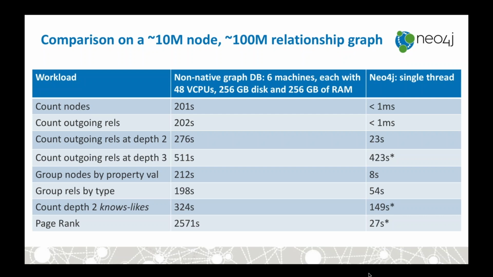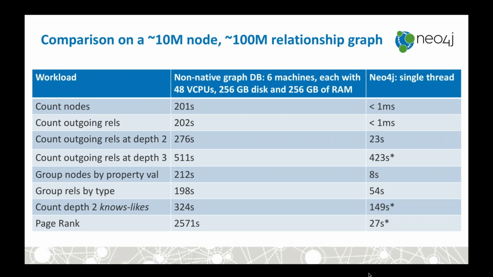So count nodes, 201 seconds on the non-native graph tech, less than a millisecond on Neo4j. Now, I only know it's less than a millisecond because I set my timer to be millisecond scale and it said 0. So all I can tell you on count nodes is that we are at least 200,000 times faster than non-native tech. Count outgoing relationships, I can tell you that we are at least 200,000 times faster on one thread on my laptop than this big, beefy, macho-looking cluster. And so it goes on, counting outgoing relationships at depth 2, order of magnitude faster. Outgoing relationships at depth 3, still 100 seconds or faster or so. I happen to know that particular database optimizes for depth 3, so I think they score well there.